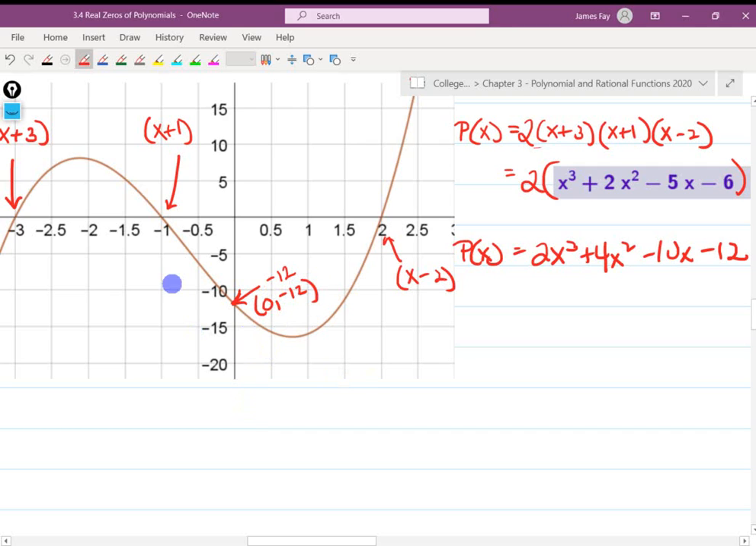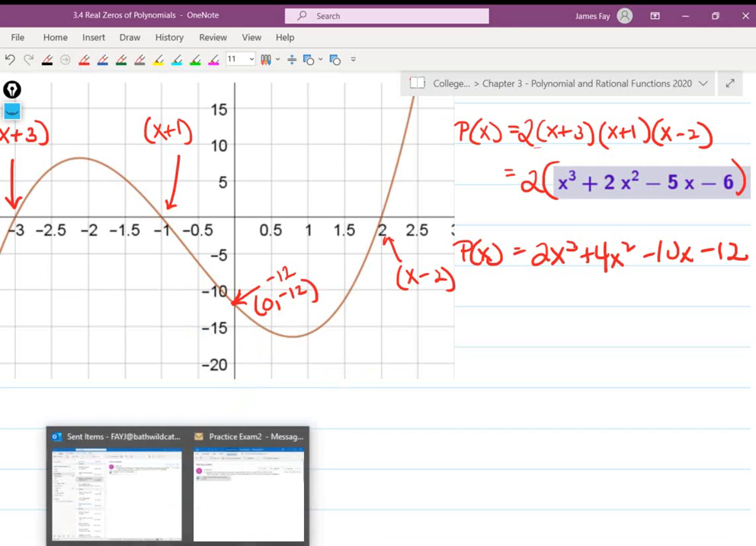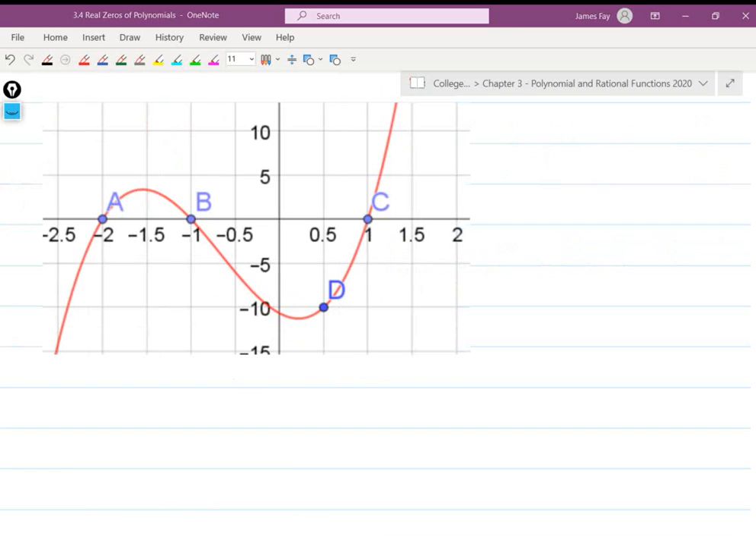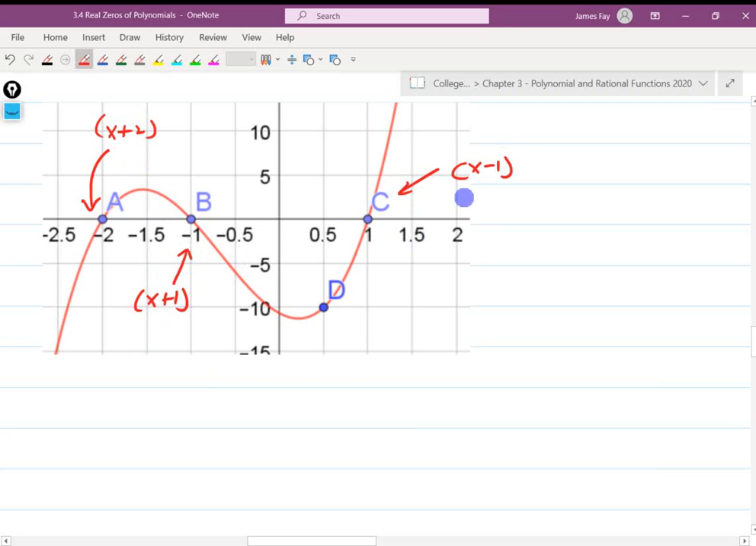There will be times when we see a graph. Let's see if I can generate one. So doing the same thing here. If I've got this as a 0, what is the factor? x plus 2. What's that factor? x plus 1. What is that factor? x minus 1. Okay, so p of x is going to look like this: x plus 2, x plus 1, x minus 1.